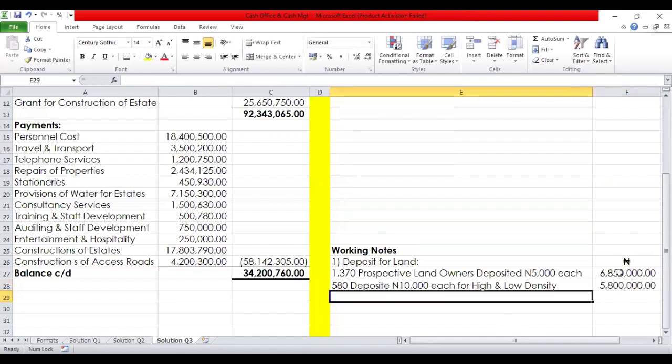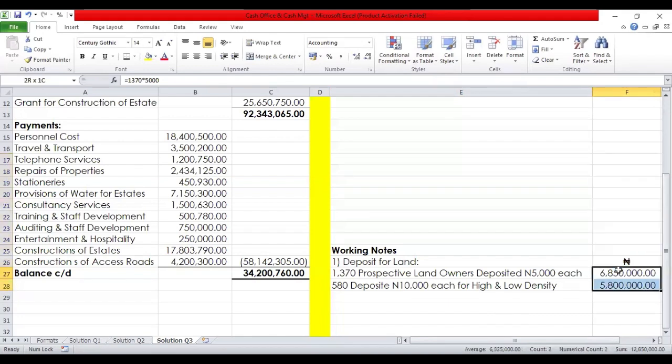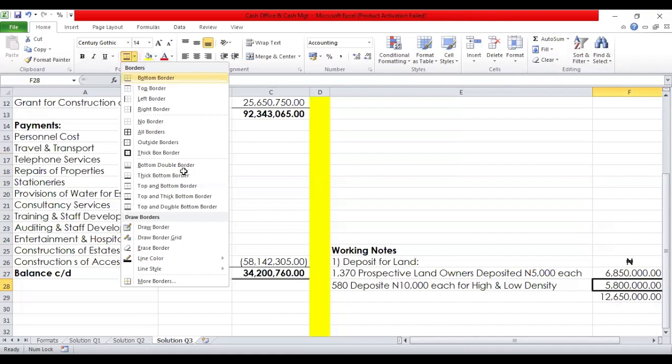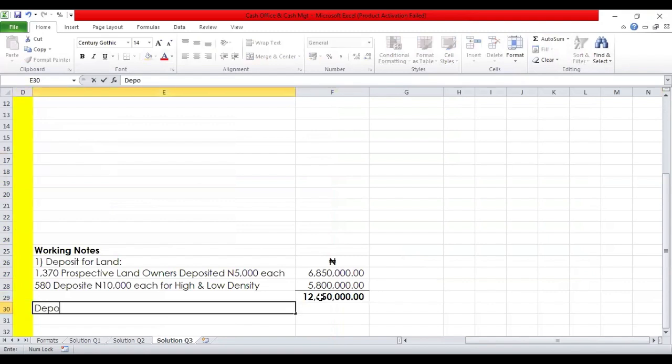The total money that is supposed to be deposited in the bank is supposed to be how much? 5,650,000. Supposed to be 12 million. How much do we now have in the bank? Deposit for land in the bank statement: 9,500,300.